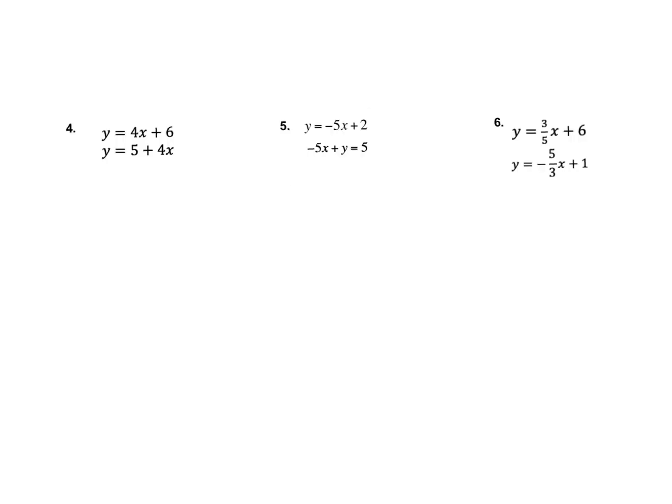All right, for number 4, let's take a look at our equations. Notice how they are both solved for y. They're in slope-intercept form, so we can identify the slopes. Our slope for our first line is 4. Our slope for our second line is 4. So since they have the same slopes, they're parallel.